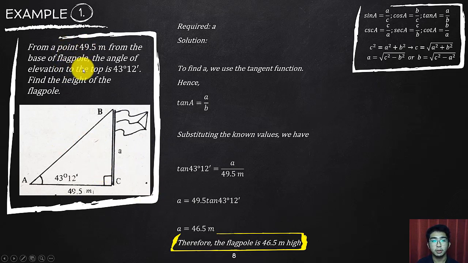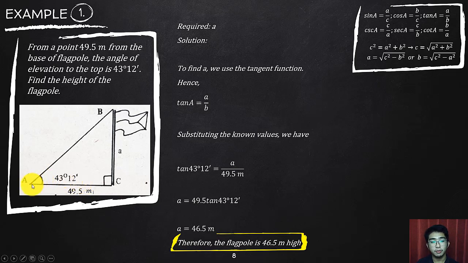So here we have a flagpole. Of course, a flagpole is always vertical, right? It says from a point 49.5 meters from the base of the flagpole, so I'll draw it to the left side. So this is 49.5 meters. The angle of elevation, meaning if you look up at the top of the flagpole, you'll subtend an angle that is 43 degrees 12 minutes. From this particular point, 49.5 meters from the base, the angle that you're going to make is 43 degrees 12 minutes. Why is this relevant?